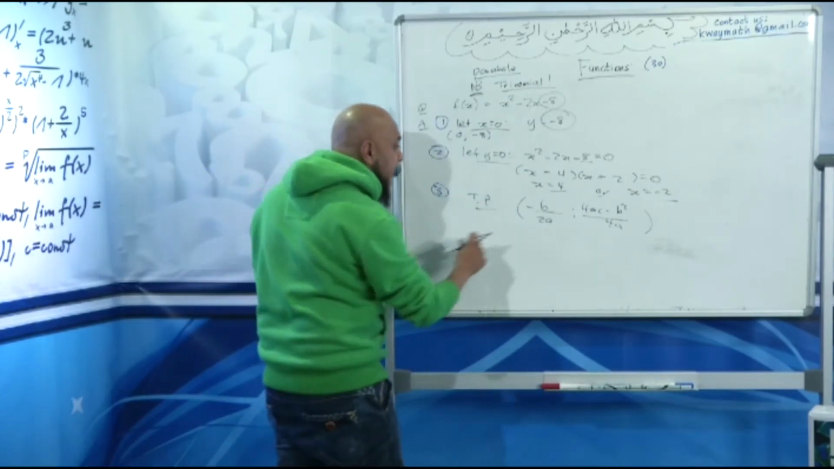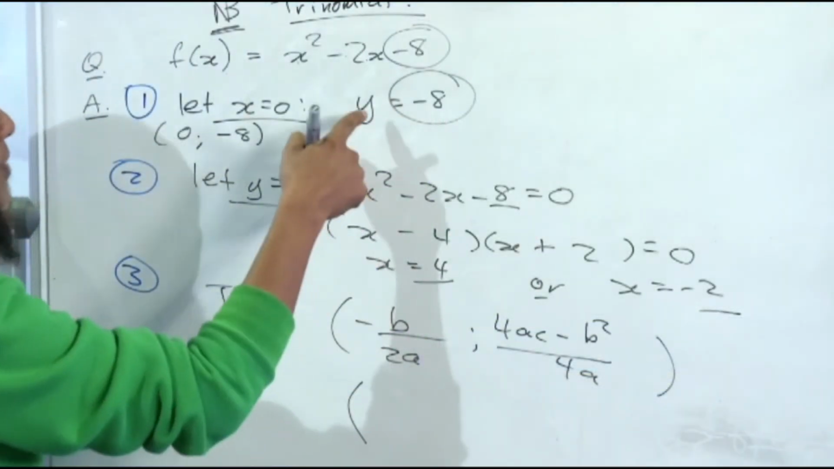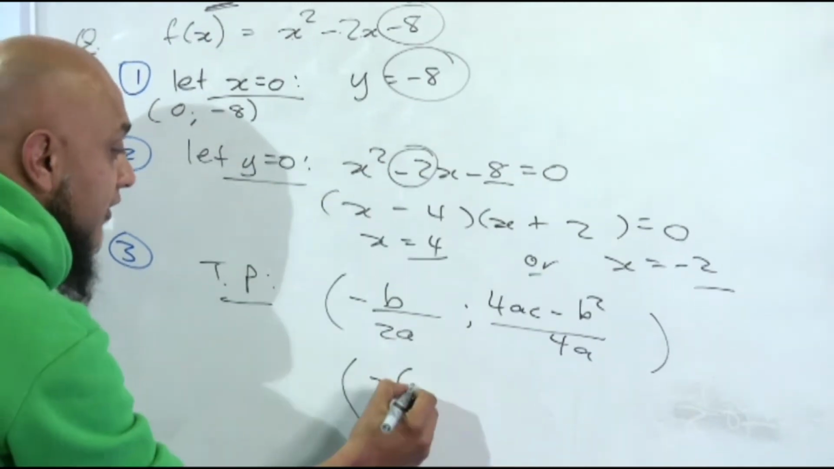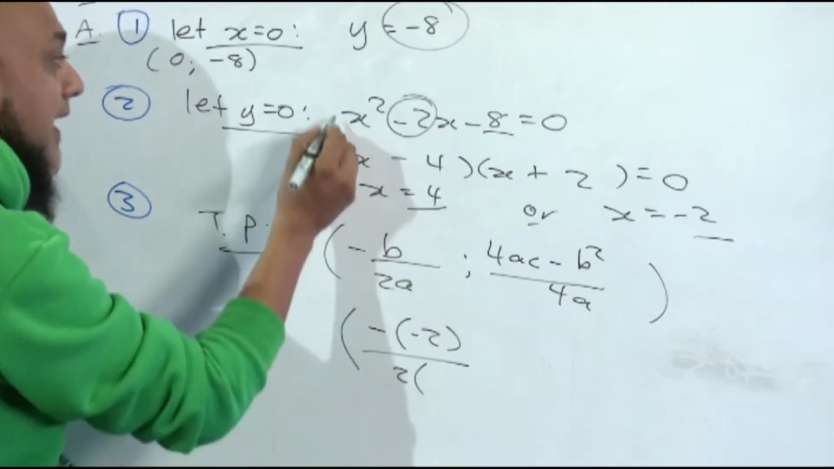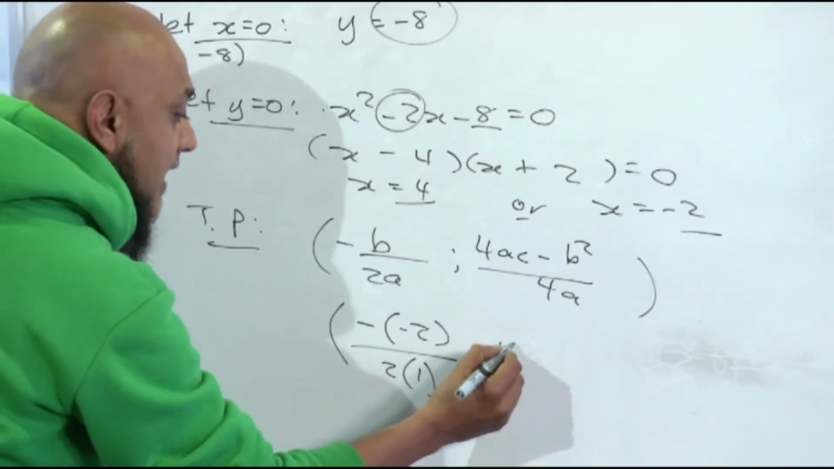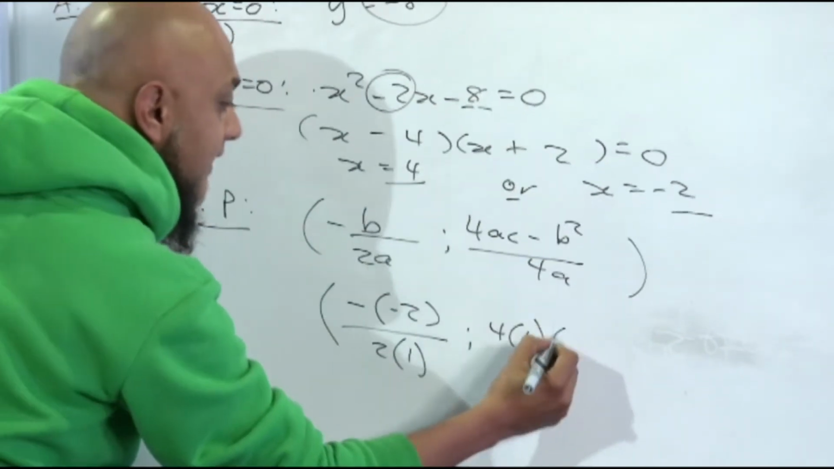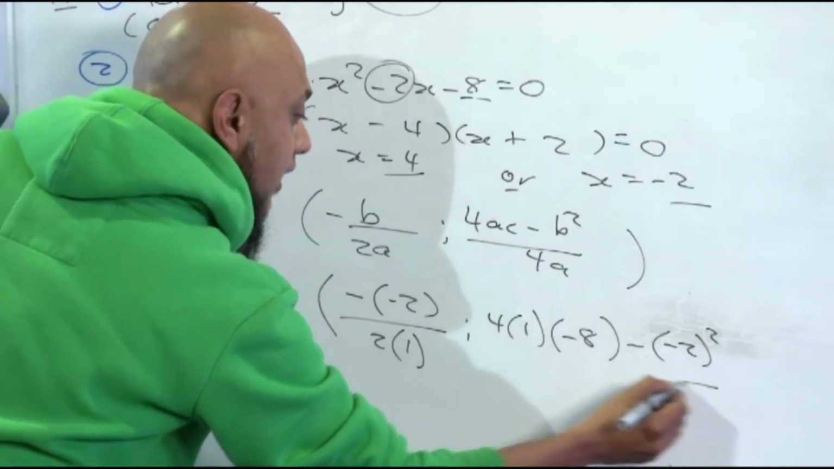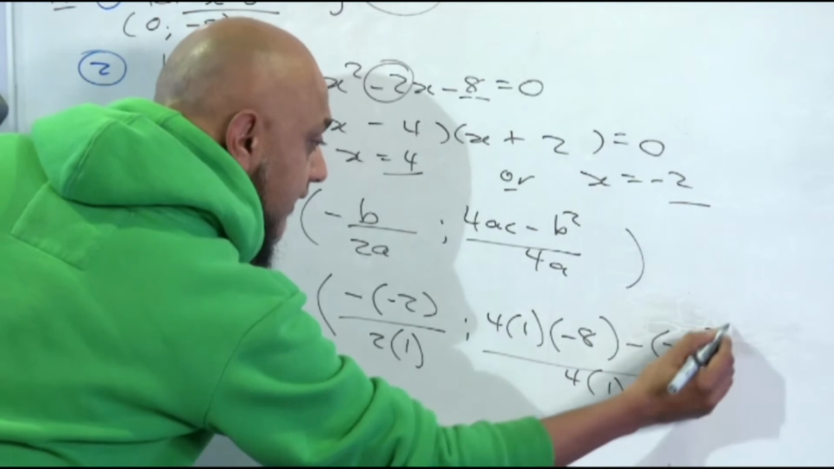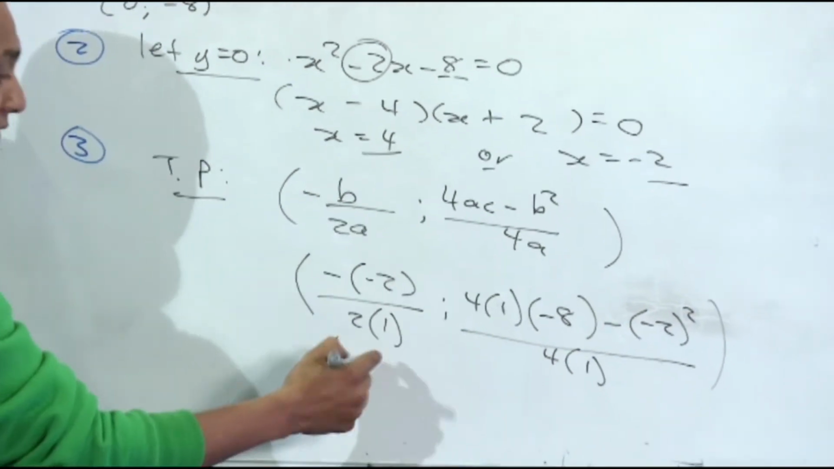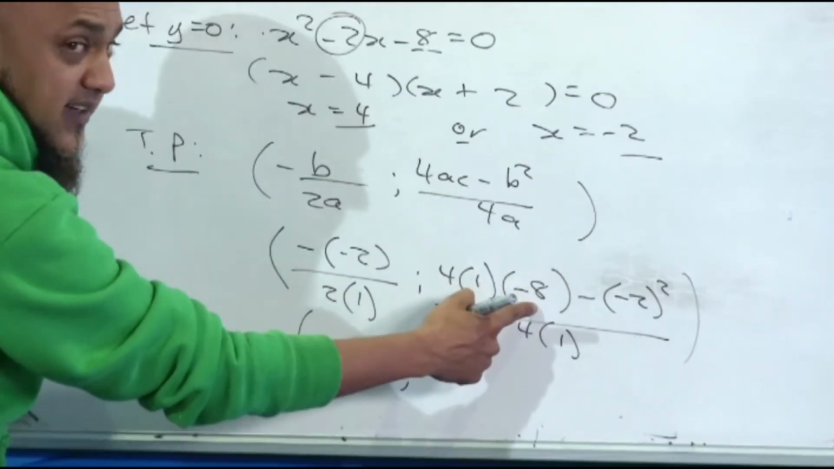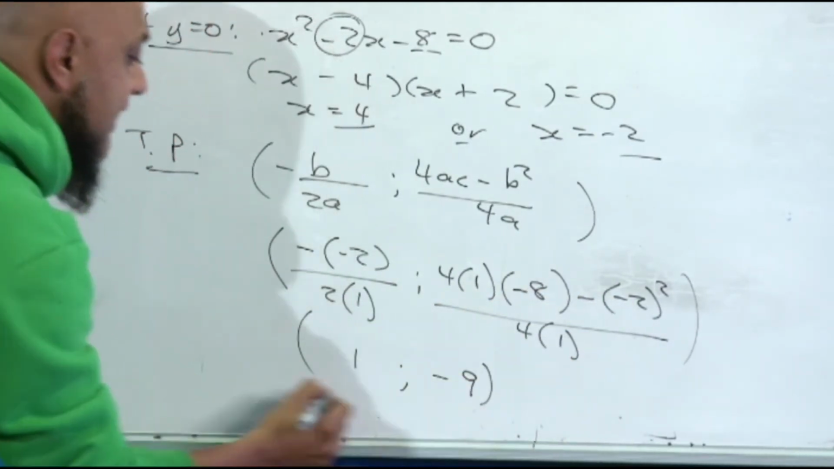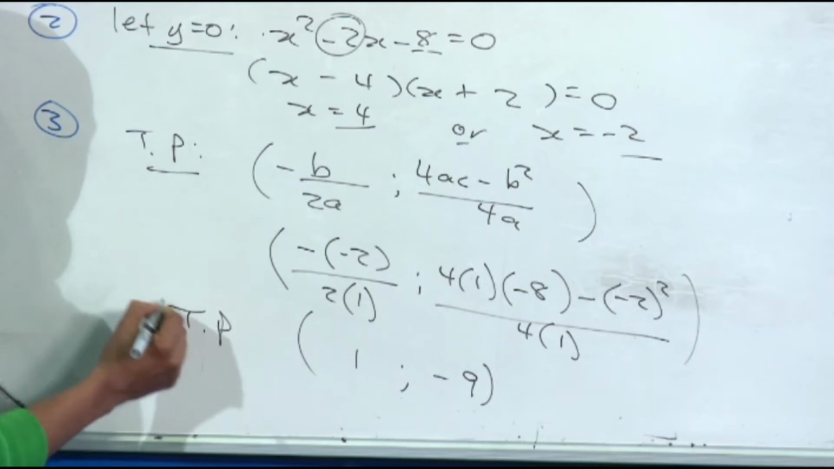So let's now substitute minus b over 2a. We now go back to the original. Minus b, minus my b value minus 2, over 2 into my a value, which here is 1. Then I've got 4ac minus b squared, minus 2 squared, over 4a. This will give me 2 over 2, which is 1. 4 times minus 8, minus 32, minus 4, minus 36 over 4 is minus 9. And there we go. That is the turning point of the graph.